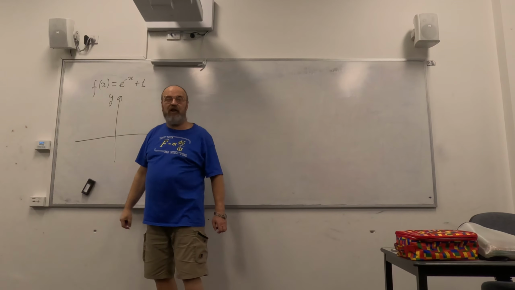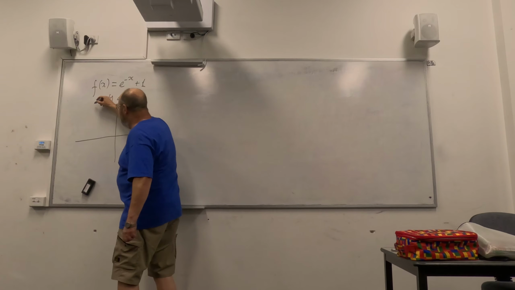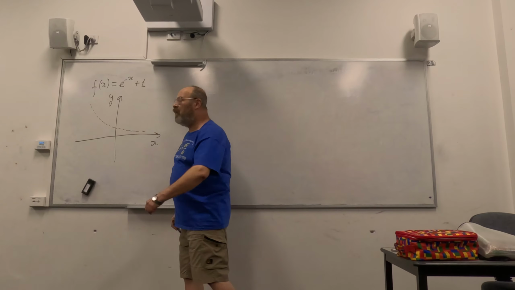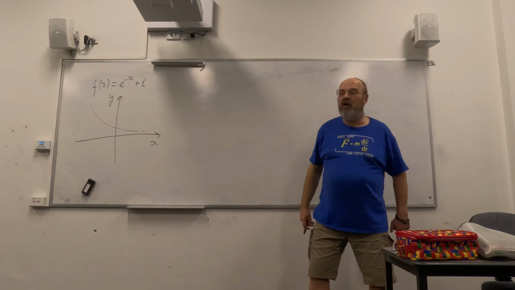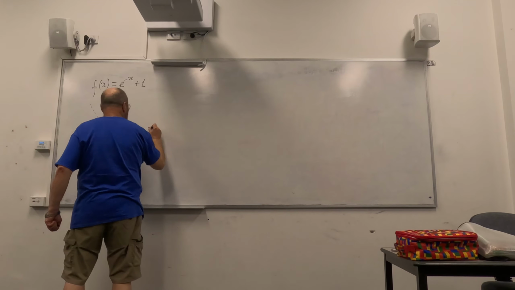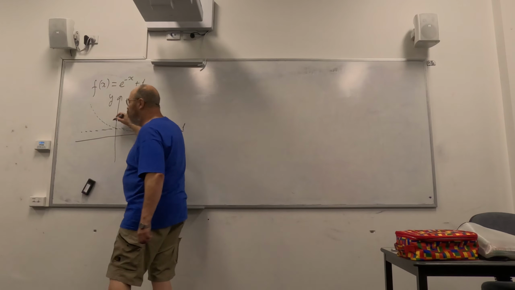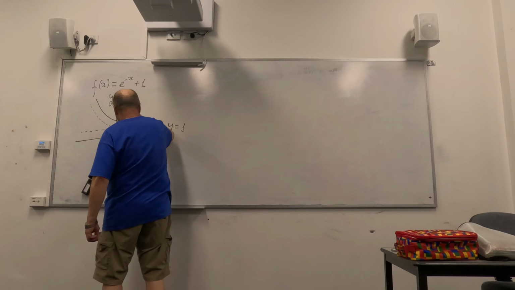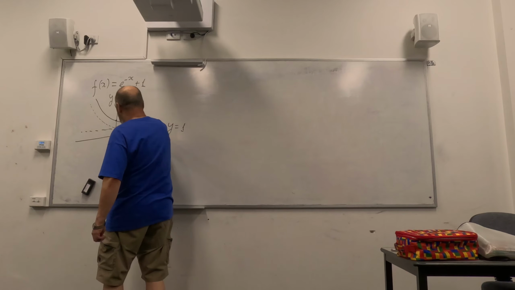Reflection. Reflection in the y-axis. So that will make the graph like this. Now what will plus 1 do? Move it up. So the asymptote will be y equals 1. What will be the y-intercept? 2. There you go. So that will be the graph. This is (0, 2).